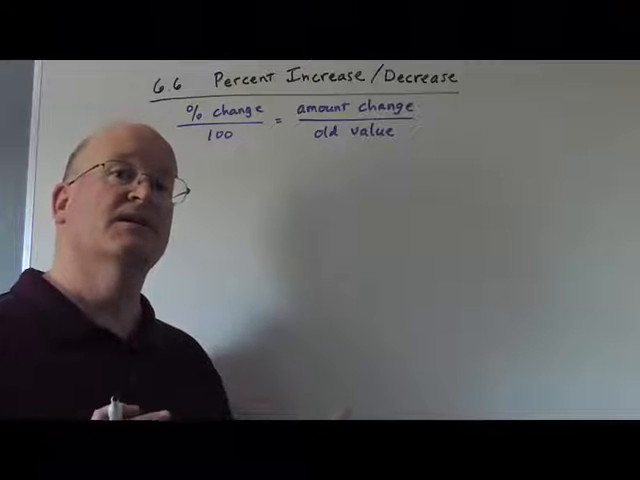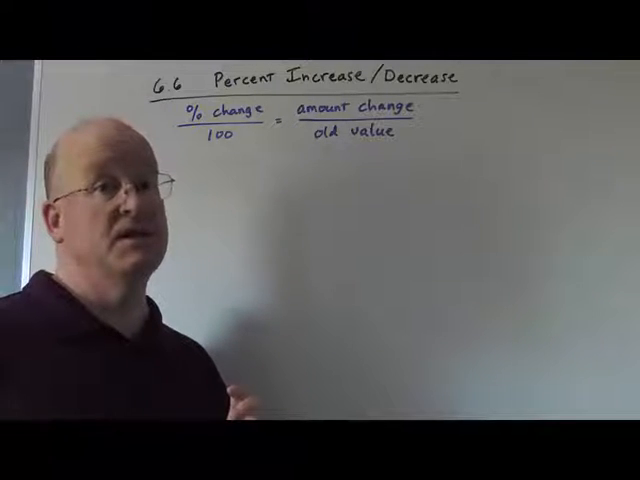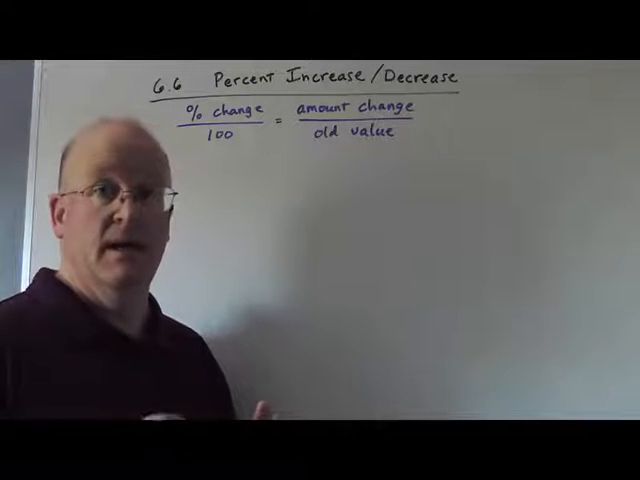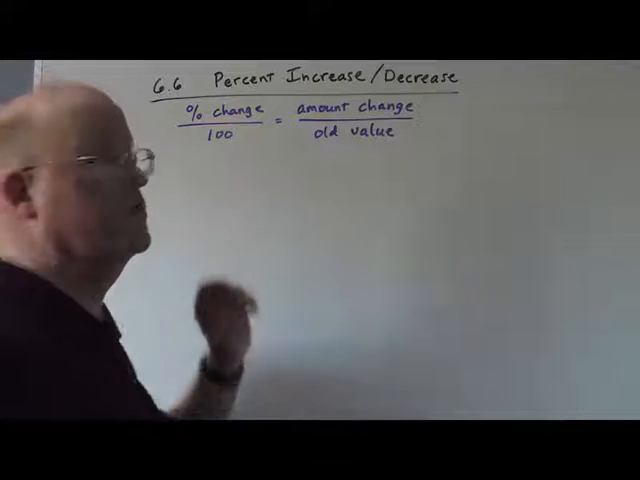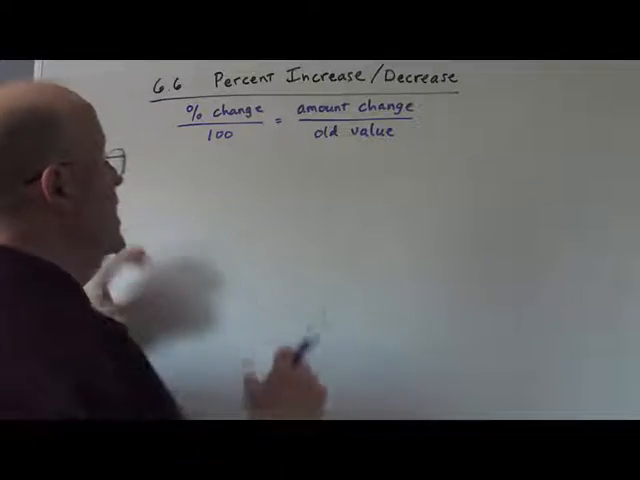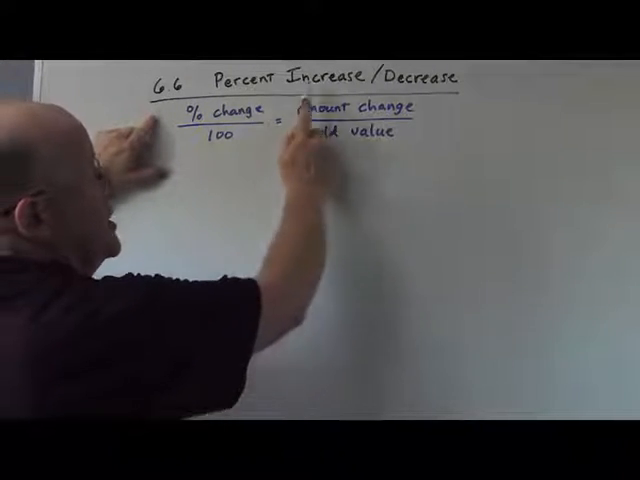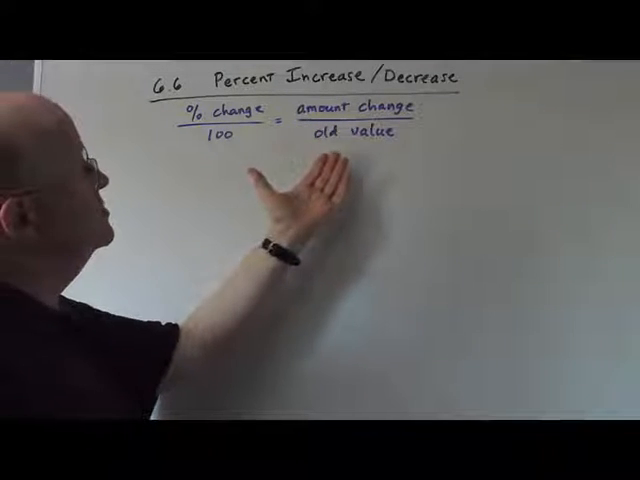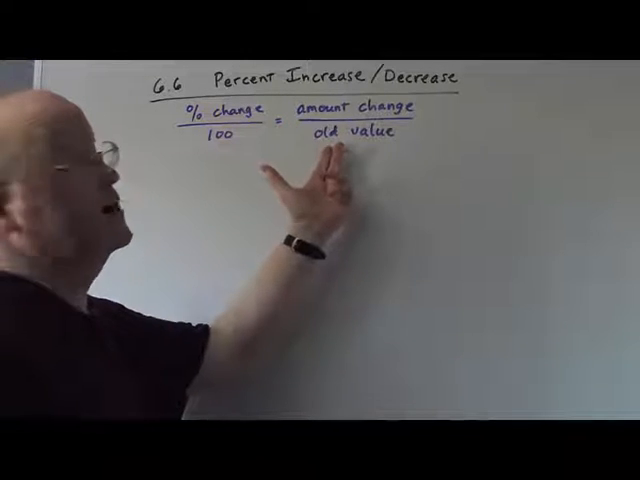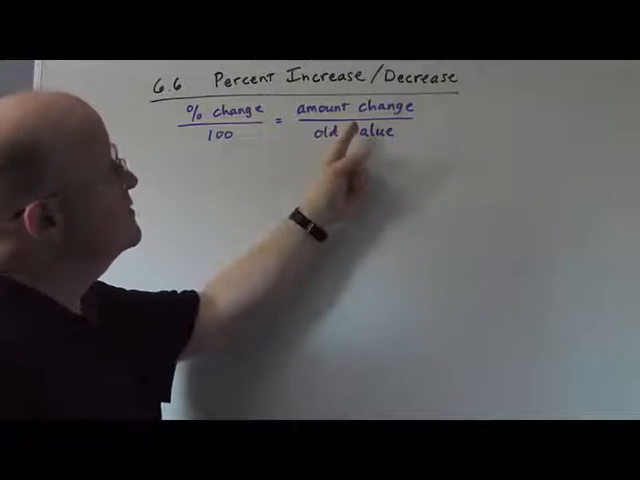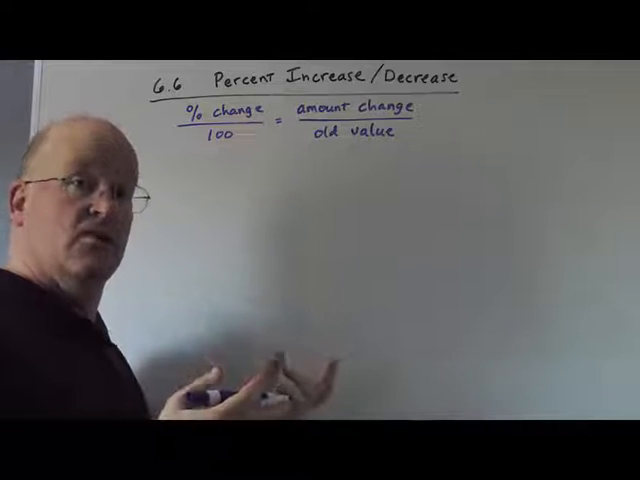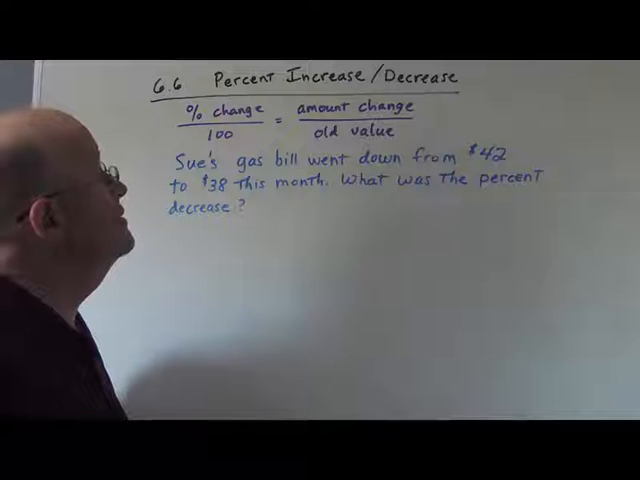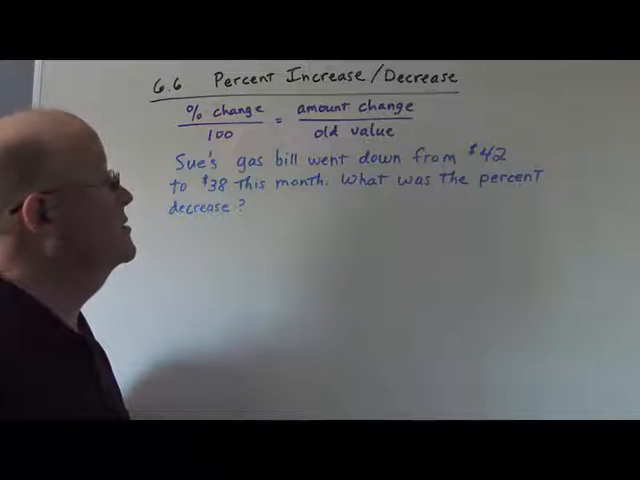Whenever you have a percentage increase or a percentage decrease, we need to adjust our percent number formula a little bit. Instead of just having percent over 100 equals is over of, we're going to have a percentage of change. Now that change can be either increase or decrease over 100 is equal to the amount of the change over the old value. Now the amount of the change is going to be the amount of the increase or the amount of the decrease.